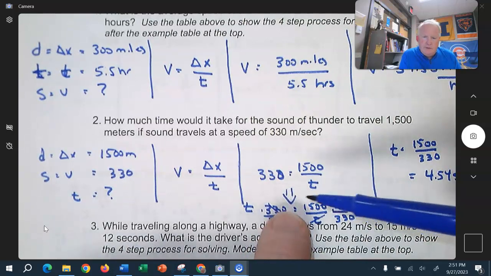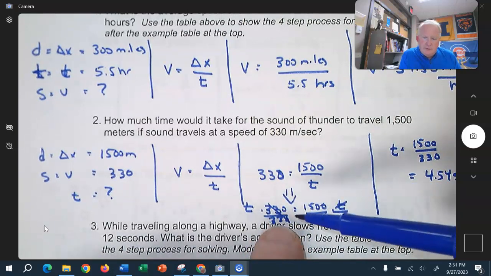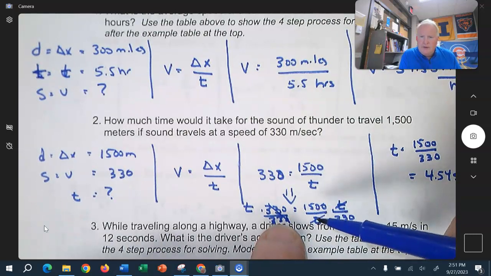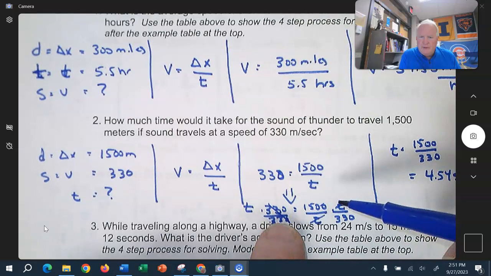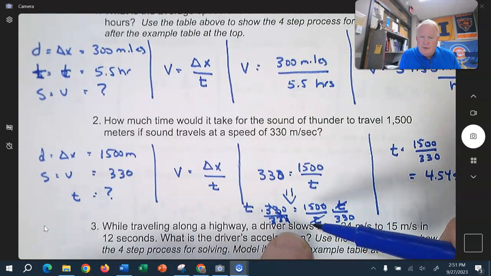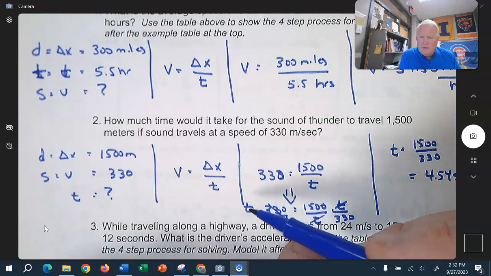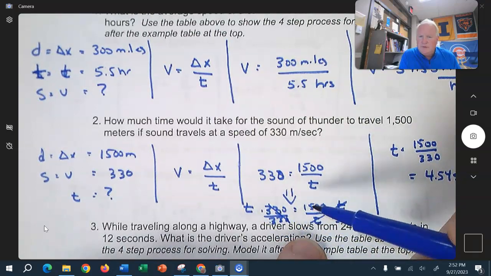So if you see how I just wrote this arrow down and said, okay, I rewrote it and I said, okay, first thing I want to do is multiply by t, because when I do that, these two t's will cross out. Whatever I do to one side, I have to do to the other. I've got a t. Now, the only thing I've done is I've made t on the top. Okay, t times 330 equals 1,500.